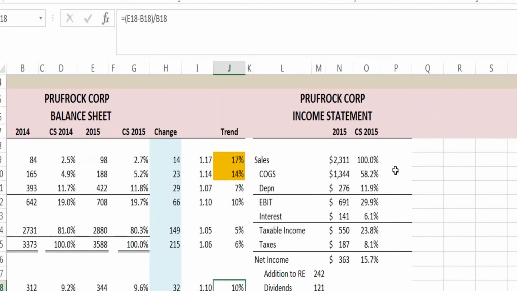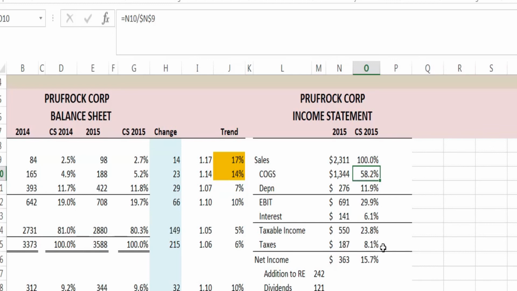Now, we can also do this from an income statement standpoint. In this case, we only have the income statement for Prufrock for 2015. But if we had this information for 2014, we could compare. And some of the key areas you'd want to look at would be gross margin. So what is the cost of goods sold as a percentage of total sales? Or you'd want to look at whether interest costs have significantly increased year over year. And if they have, maybe it's because you've taken on some additional debt.